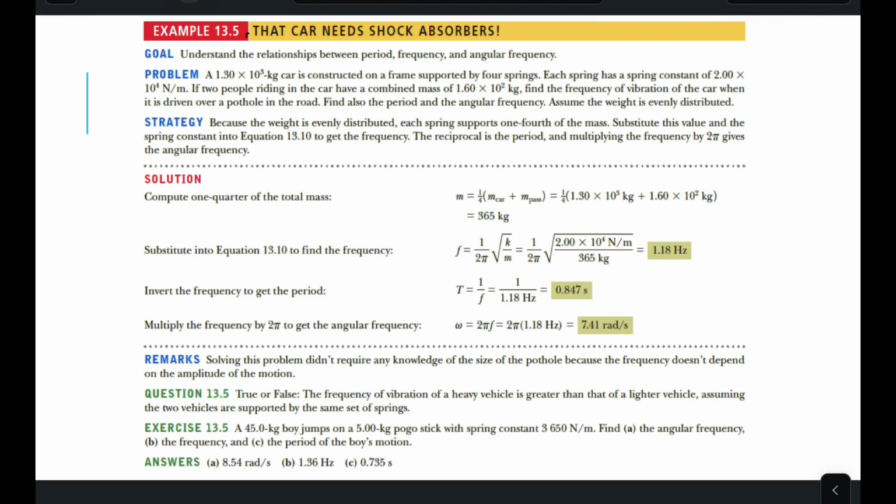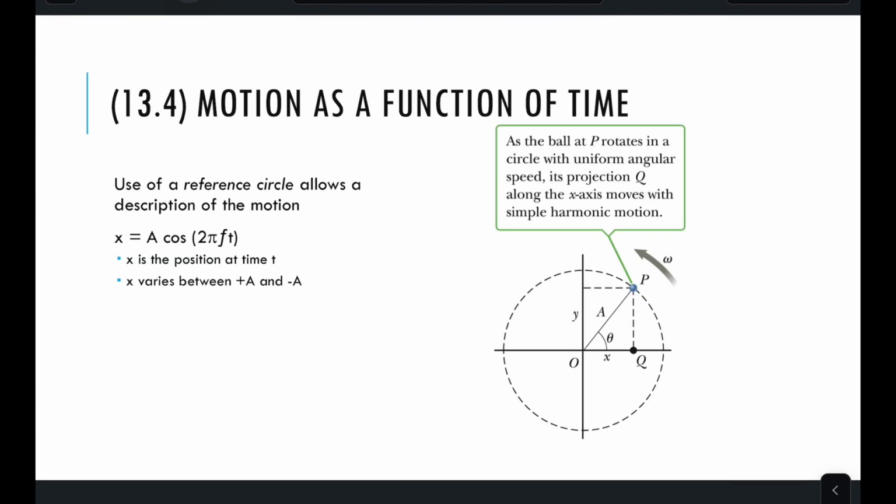To calculate omega, the angular frequency or angular velocity, or angular speed when we don't consider direction, omega is 2 pi f or 2 pi over T. Either way, you will get the same answer. Exercise 30.5 will be your homework.